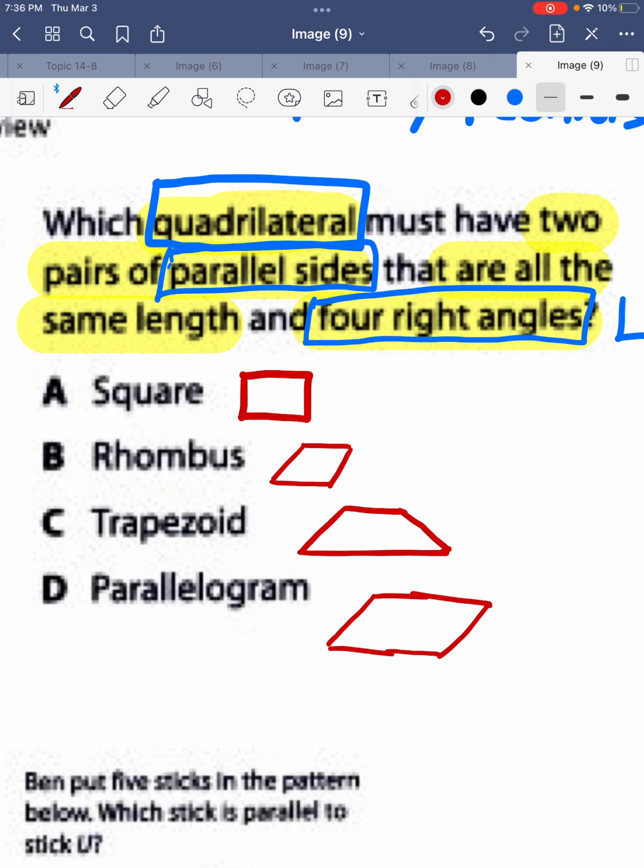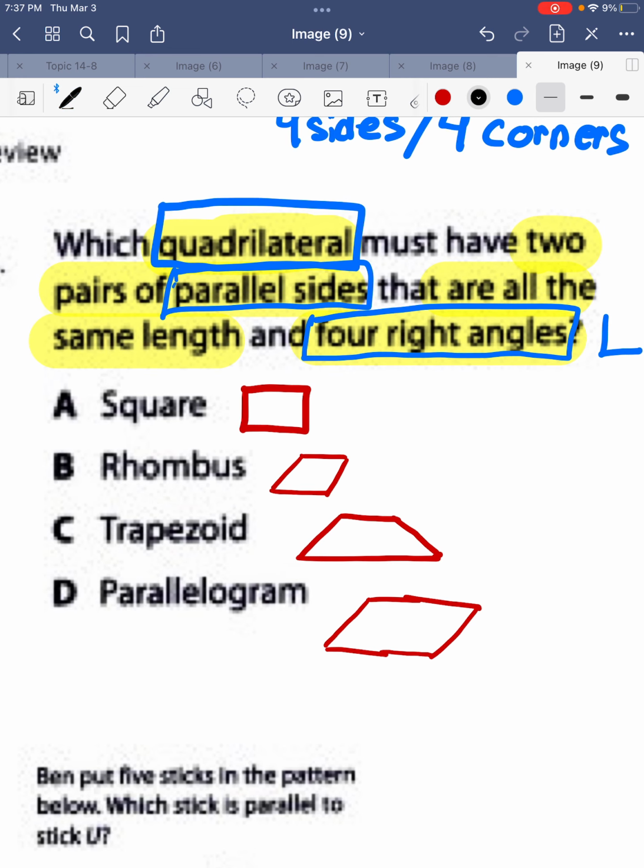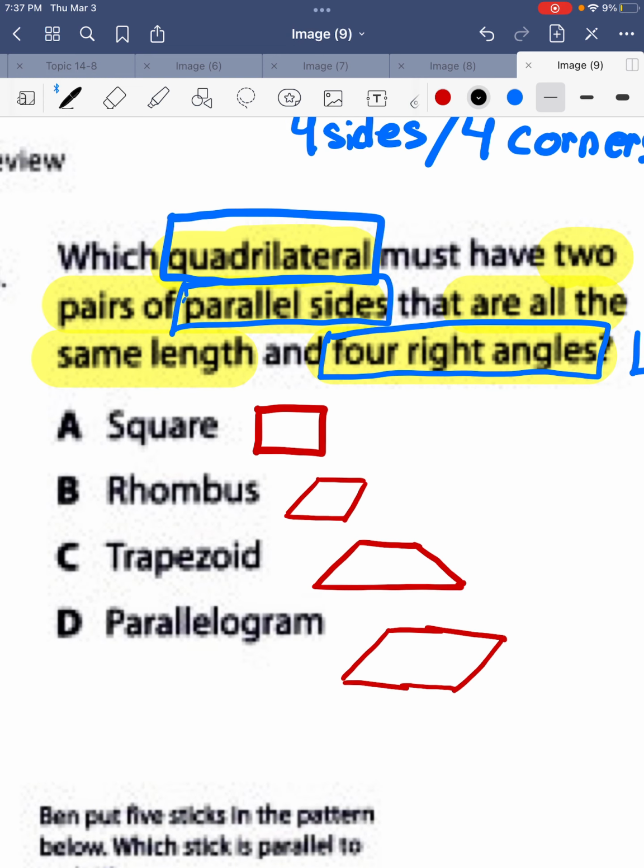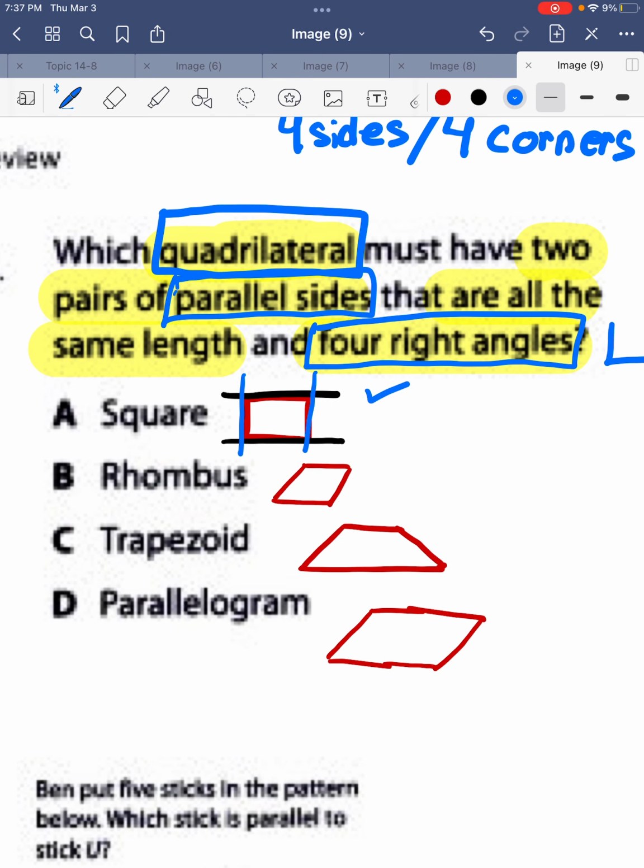Okay, so those are my shapes. Now I'm going to see which one matches the description. It has to have 2 parallel sides. So I'm going to go see that right now. Okay, so my square, I have one side here is parallel to this side, okay? This side over here is parallel to this side, okay? I'm going to check mark that off. That matches that. Now I have to see if they're all the same length and have 4 right angles, okay?